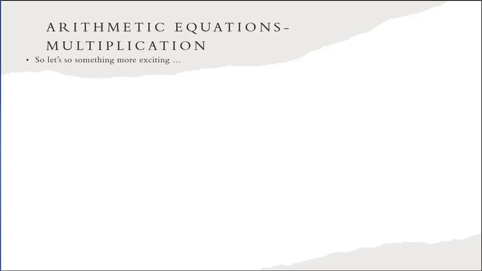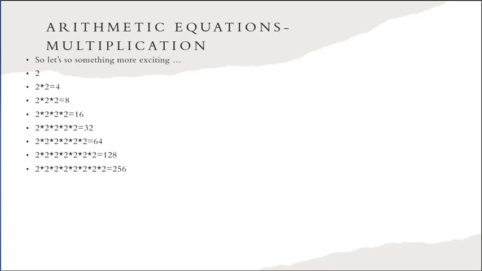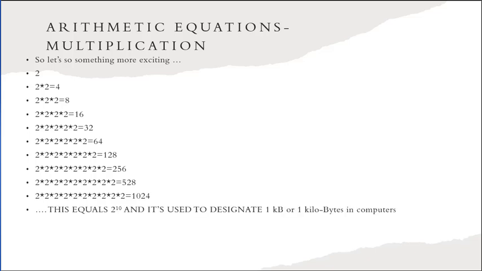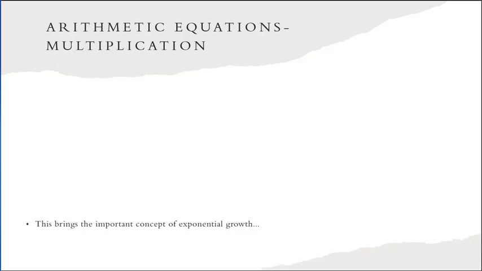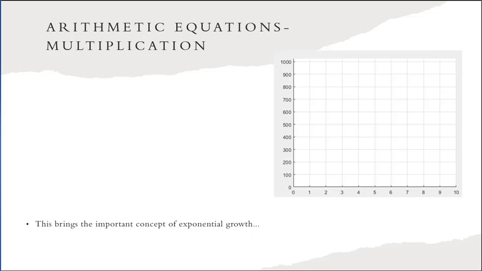We're going to do something more exciting as well for multiplication. Starting with 2, we are going to multiply it by itself, as shown here, 10 times, so we are going to get to the final result of 1024. 1024 is equal to 2 to the power of 10, and it is used to designate 1 kilobyte in computers. This, as we'll see, is going to bring the very important concept of exponential growth.